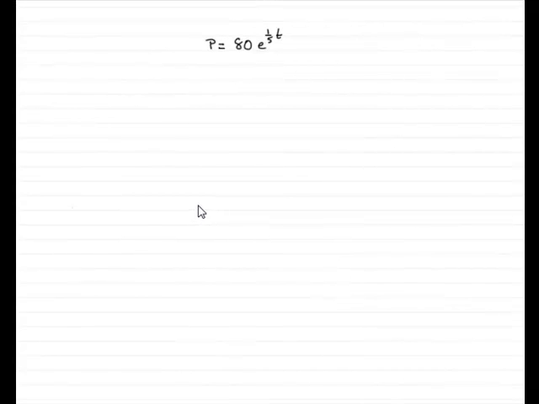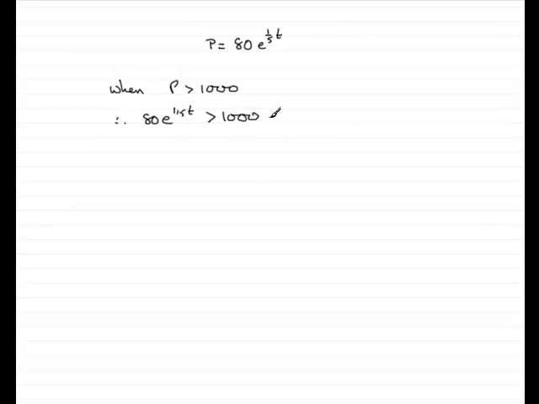Now for the next part, we've got to find the number of years when the population of rabbits, that's P, exceeds 1,000. So basically all we need to do is say that when P is greater than 1,000, we can set this value, which is P, to be greater than 1,000. So therefore we have 80 multiplied by e to the 1/5 t has to be greater than 1,000.